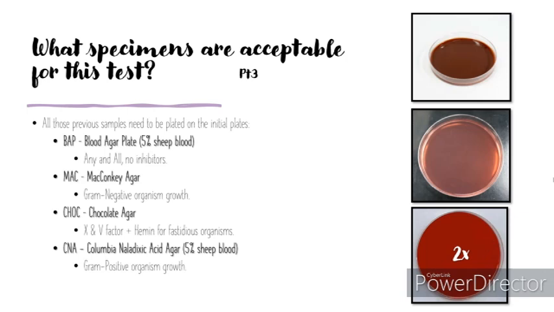MAC, or MacConkey agar, is gram-negative oriented. And chocolate agar has hemin and NAD, the X and V factors, for fastidious organisms. CNA, or Columbia nalidixic acid agar, which usually also has 5% sheep blood, is usually the opposite of a MAC plate, which produces gram-positive organism growth.